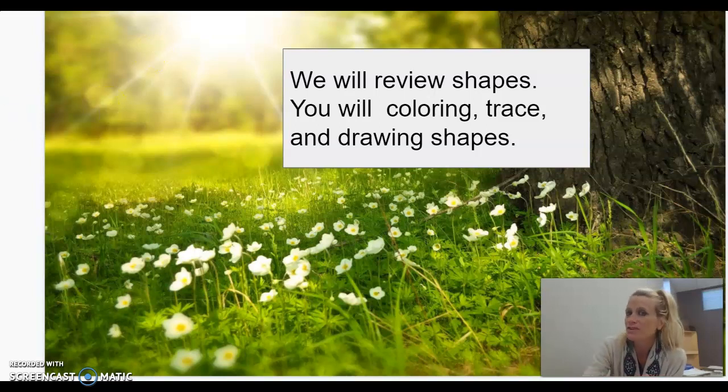So today we will review shapes and then you will draw and trace the shapes on your own. And then you can also create something with those shapes if you would like. So let's look at our shape page. Are you ready?